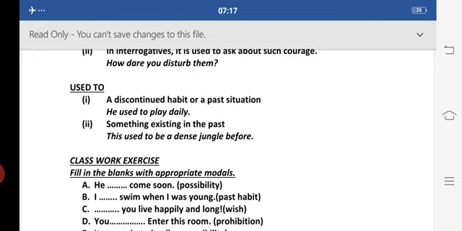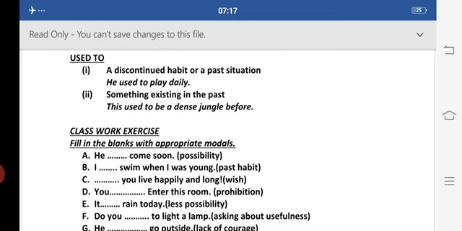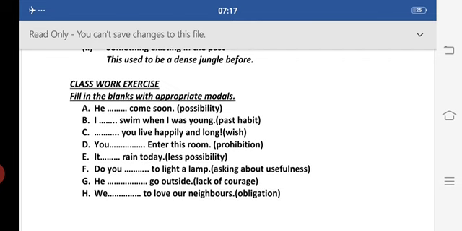So this is all about these modals. Please, on the basis of your comprehension of these modals, fill in these blanks to check yourself whether you have been able to grasp what has been explained.